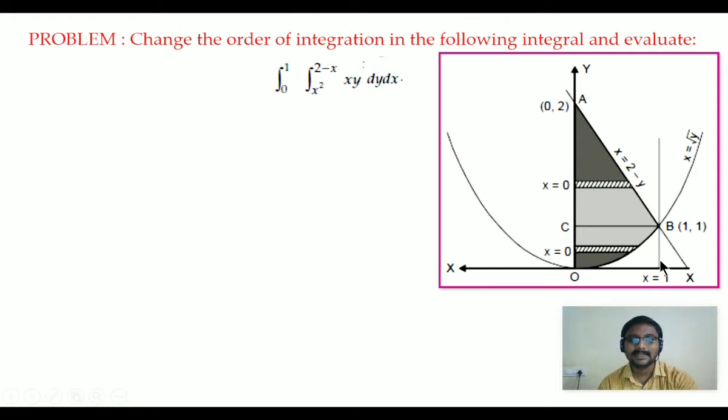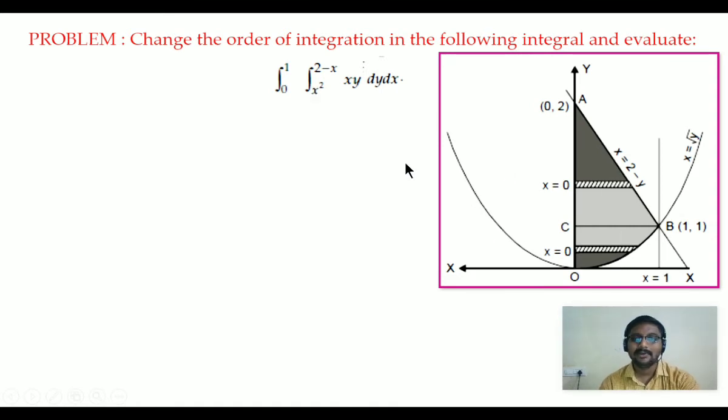So these are the intersection points. The line x equal to 1 meets the curve and the line at the point (1, 1), and meets the x-axis at (1, 0). So this is the rough sketch of the region.